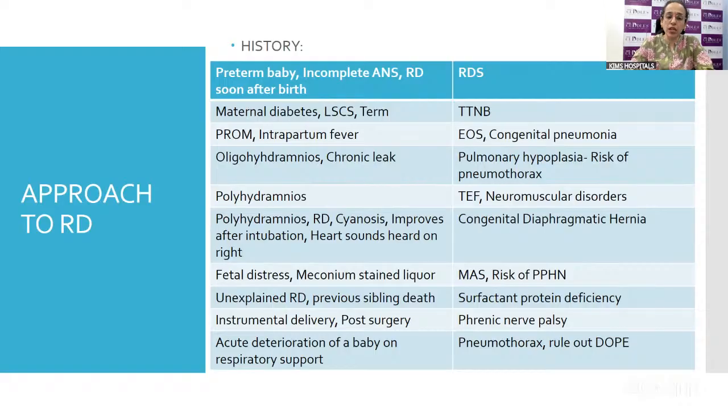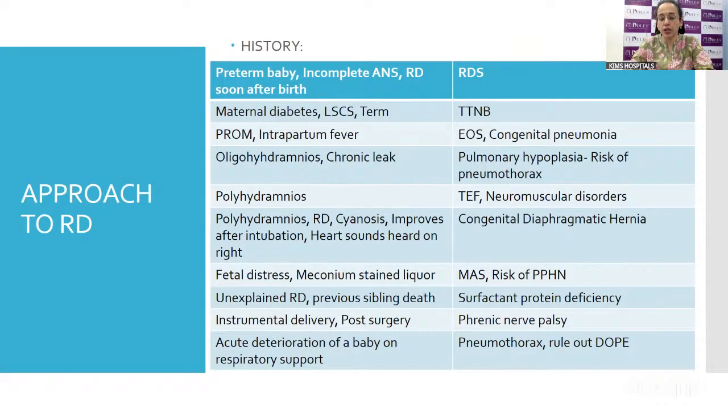So if there was a history of prolonged rupture of membranes and intrapartum fever in the mother, then we should suspect early onset sepsis and also congenital pneumonia. If there was a history of oligohydramnios and chronic leak, the risk of pulmonary hypoplasia will be there, and risk of pneumothorax is there, as we have seen in the earlier case we discussed. Polyhydramnios in the mother: suspect tracheoesophageal fistula and neuromuscular disorders.